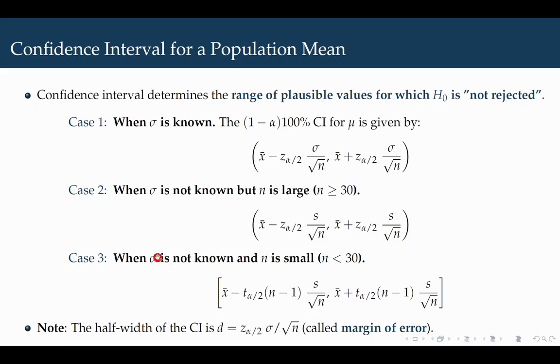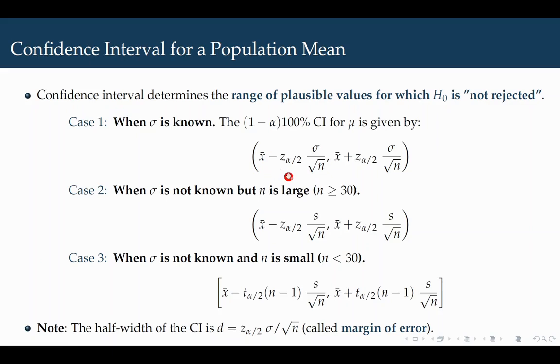And in the case where the population standard deviation is not known and the sample size is small, particularly less than 30, instead of z alpha over 2, we have to use t alpha over 2 with n minus 1 degrees of freedom. In this way, you can determine the range of values for which the null hypothesis is not going to be rejected, or we can construct the confidence interval for the population mean.